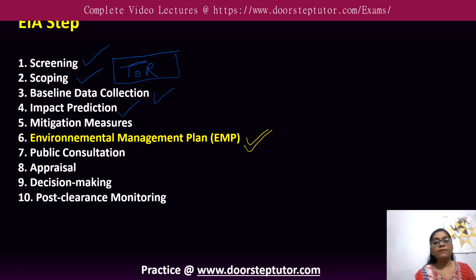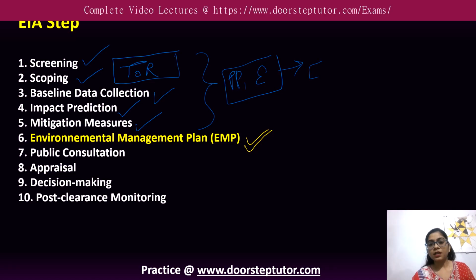And then you have impact prediction. Here you predict all the possible impacts of the particular project on environment, and then you come up with the mitigation measures. These are done by the project proponents and experts that they hire, right? And then they come up with the comprehensive environmental management plan. See, this is the step here. Okay, so now we know where this EMP falls in EIA process.